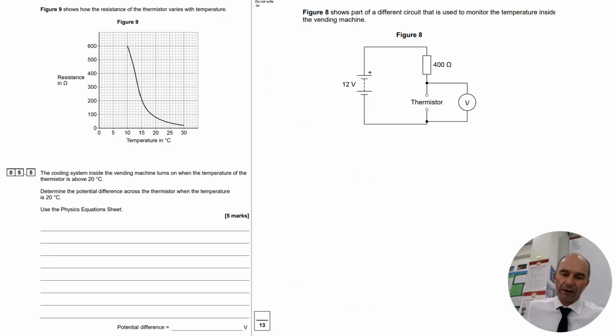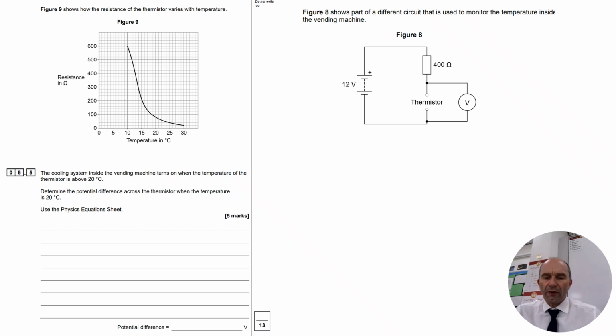Okay, question 5.5. We've got a really kind of meaty maths question here because this one's worth 5 marks. So we've repeated the circuit diagram just to help you answer this question. Now we've also got a graph, so there's quite a lot to do here, quite a lot involved in our 5 marks. Now the cooling system inside the vending machine turns on when the temperature of the thermistor is above 20 degrees centigrade. Remember, a thermistor, resistance changes as the temperature increases. Determine the potential difference across the thermistor when the temperature is 20 degrees centigrade. Use the physics equation sheet.